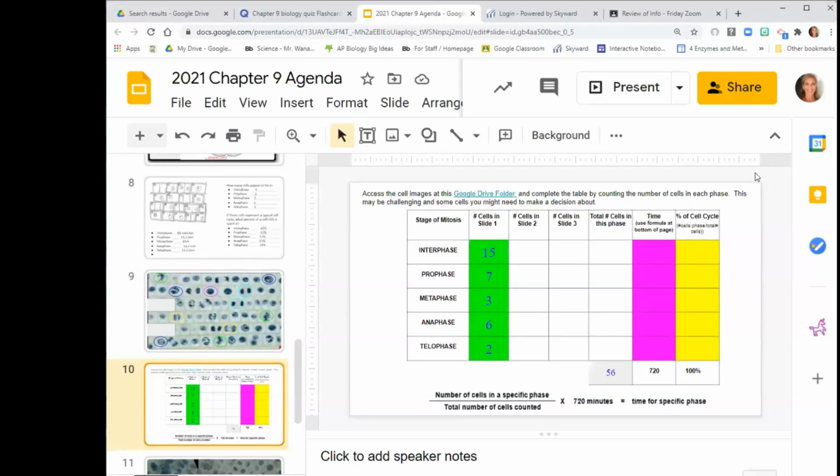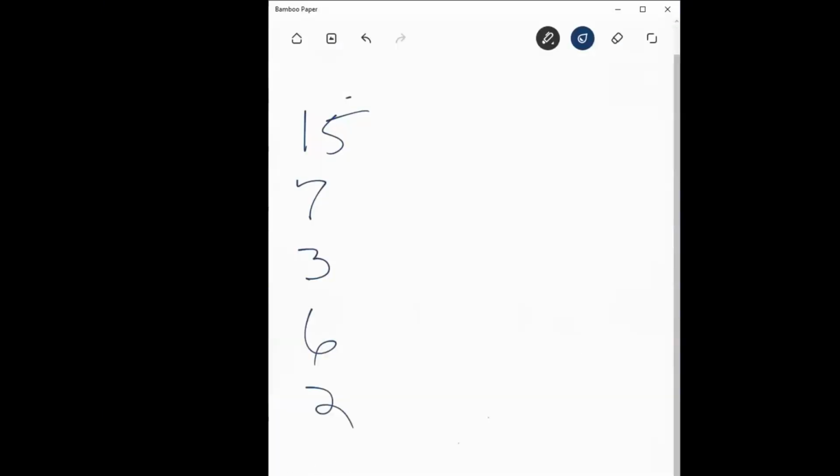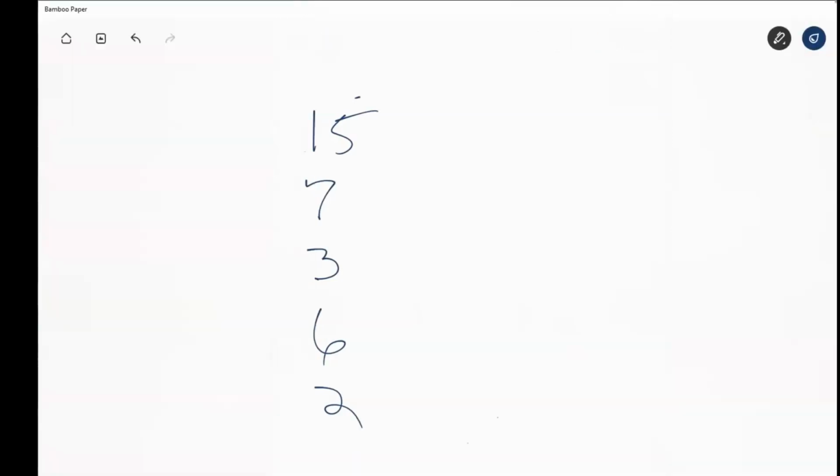What columns do we put the answers in? This column, this is percent of cell cycle, so it's yellow. For me, I find it easier to figure out the percentage before I figure out the time. So the number that we counted for each, I should have given you guys a new number because, did you use the 56 like I said? Jonathan, did you use 56 for your dividing number? Yeah, that's because I forgot to change because I originally had used 38, but that's okay.